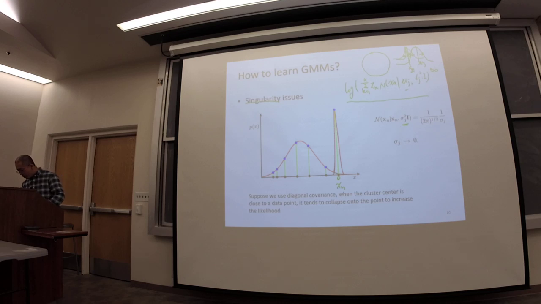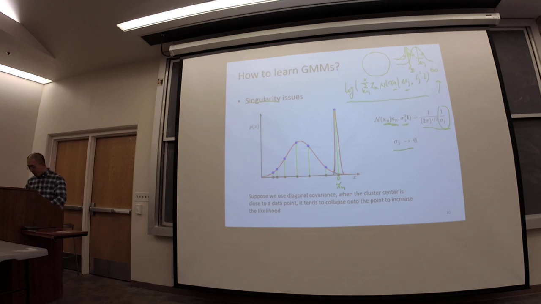So if you take a closer look, if you set mu j equal to xn, your Gaussian likelihood will be like this. Right? So the exponential term, as I just mentioned, is just one. So the remaining term will be this. It's a 2 pi term, which is constant, then 1 over sigma j. Sigma j is variance, right? So to continue maximizing likelihood, I'm going to just reduce sigma j until it approaches 0, right? Then my likelihood is going to increase to infinity.